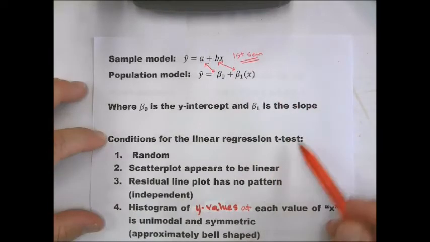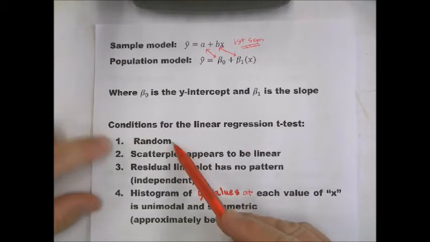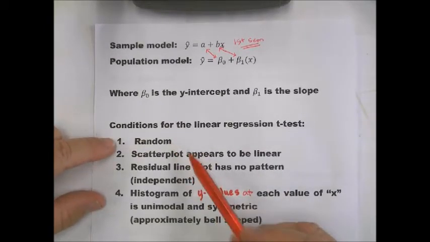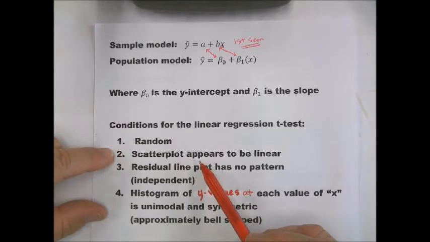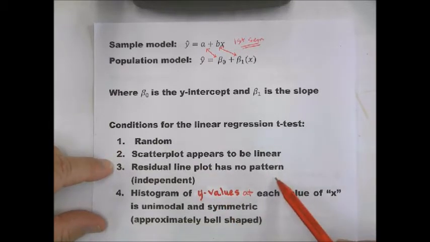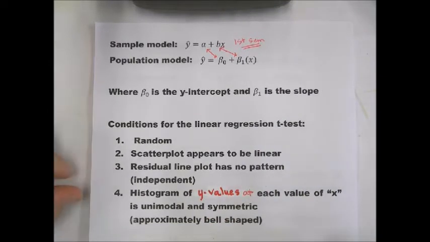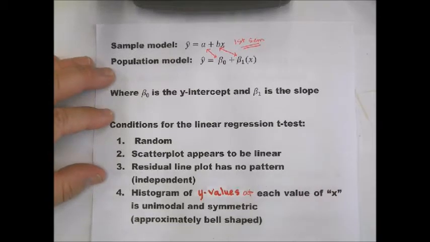Now, conditions for the linear regression t-test. A couple of old familiar things from first semester. The data needs to be a random sample. We are supposed to check the scatter plot and make sure that it is linear. We're supposed to check the residual plot and make sure that it has no pattern in it. That would be an indication of independence. But now here comes the fourth condition, the new condition for testing the population model.